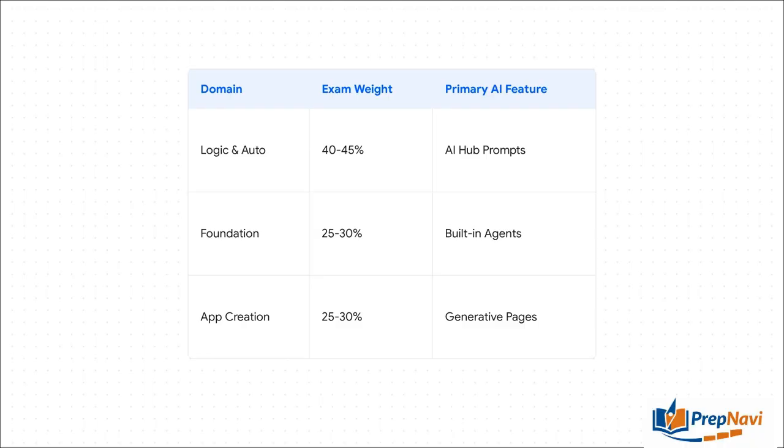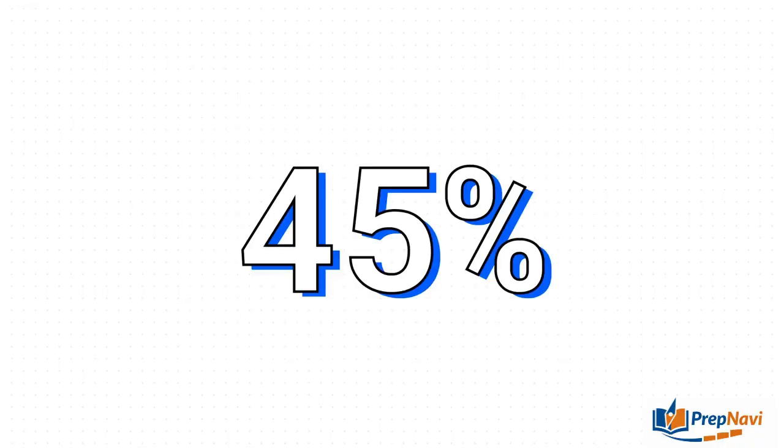Linking these exam weights to their specific tools ensures you're spending your energy exactly where the test is going to evaluate you. If there is just one primary takeaway you grab from this explainer today, it's this number, 45. 45% is the absolute critical maximum weight of the logic and automation section. You absolutely must focus your deepest, most rigorous study efforts right there. Master those cloud flows, the triggers, the loops, and all those AI Hub integrations.